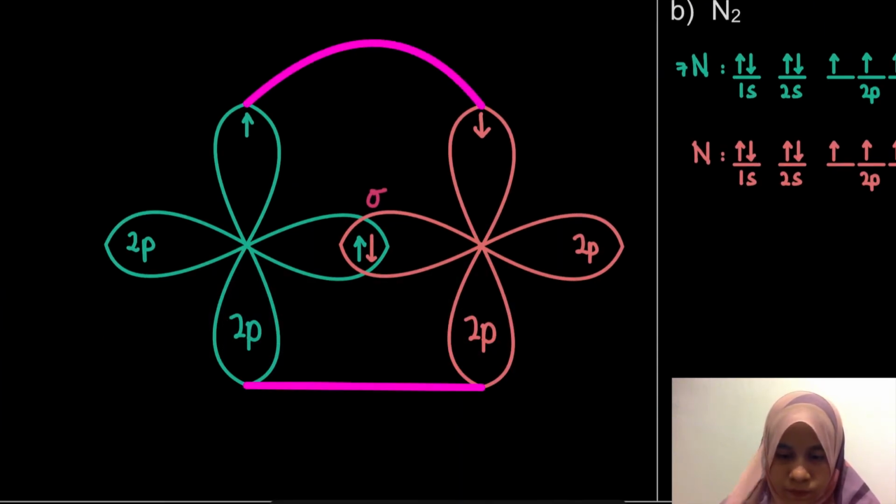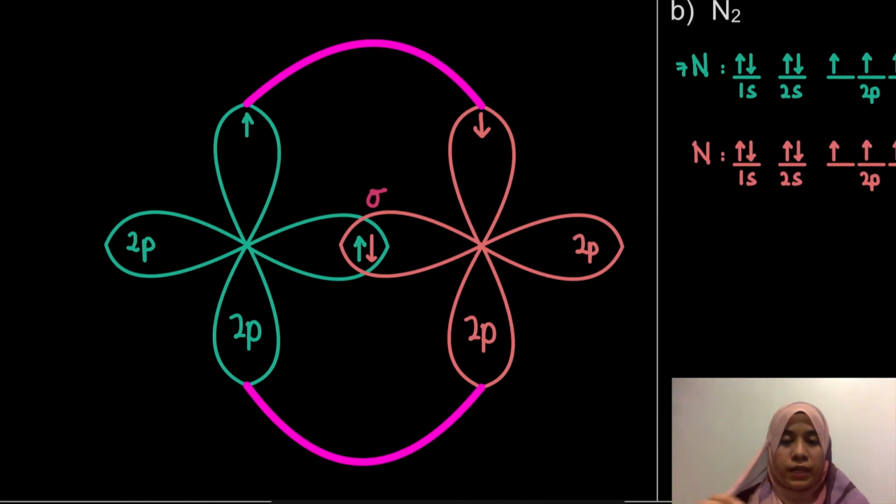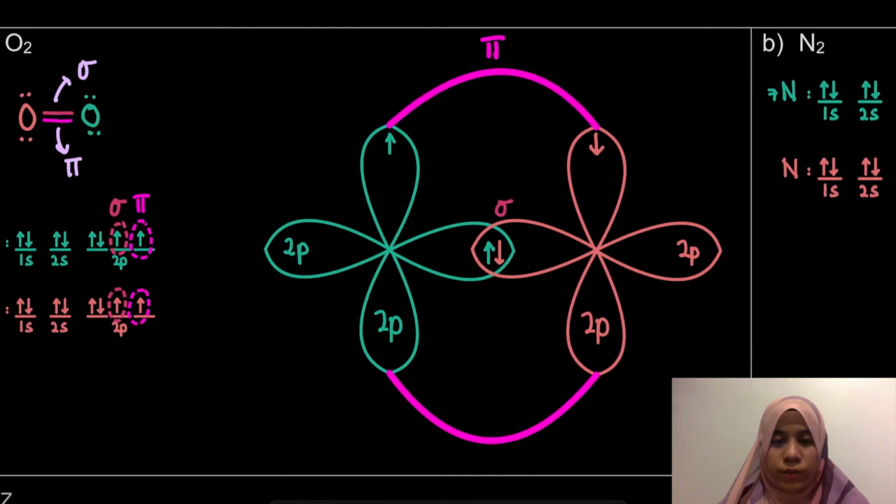Okay, and then make sure labelkan bond tu. Bond tu is actually pi bond. So buatlah pi bond kita. This is what we call pi bond. Only label it once sahaja, tak perlu pun label twice.